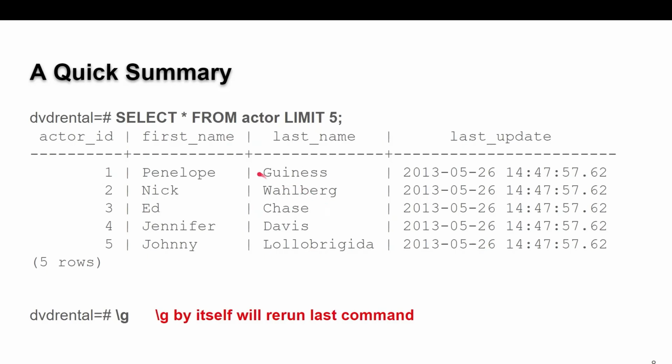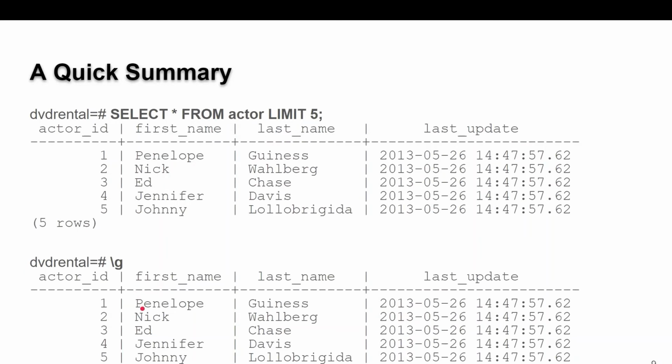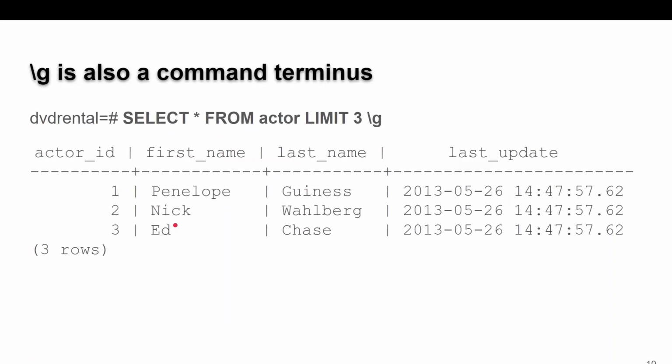So in this example here, we're going to select star from the actor table, limit 5, and it runs that. Now if we type backslash G by itself, it does the same command again, kind of a handy shortcut. Also, you can use it as a command terminus, just like MySQL: select star from actor, limit 3, backslash G, and see how that goes.